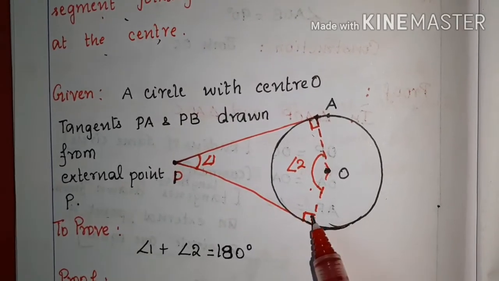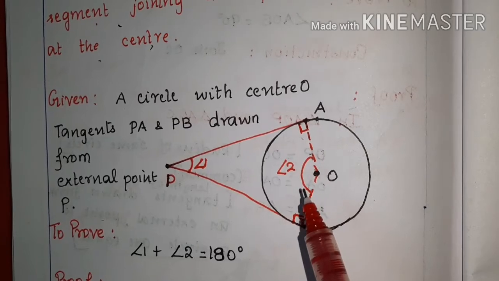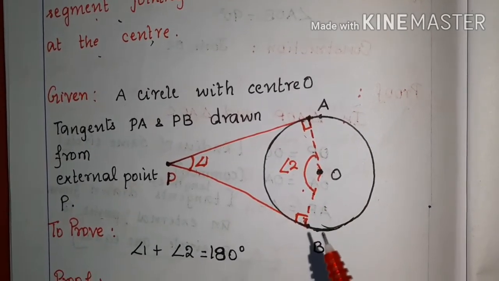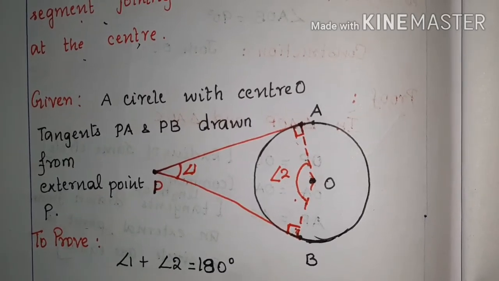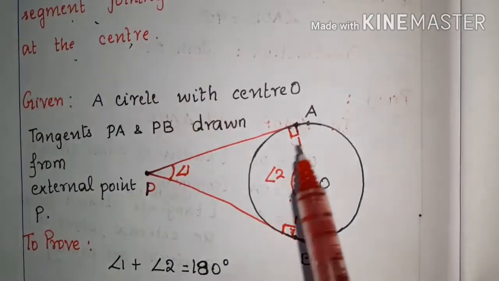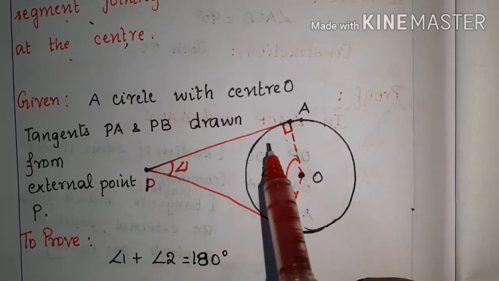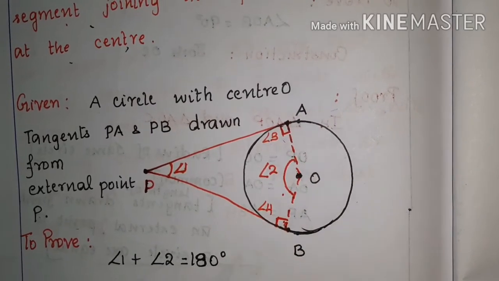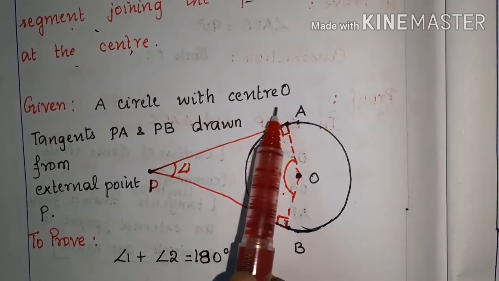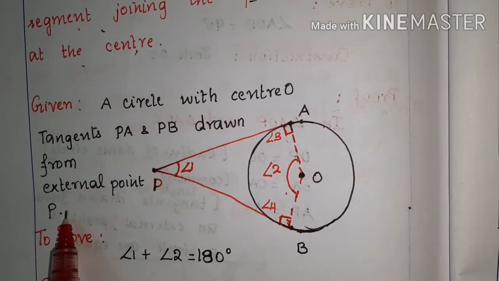That's all. So first we are going to apply the tangent radius theorem, and then we are going to apply the angle sum property. So only two steps we are going to do here. Clear? Let's move on to the solution. So first write the given. According to the question, first draw the figure. Figure is very important, okay? And I have numbered it here as 1, 2, and let this be 3, and let this be 4, okay? Now a circle with center O, tangents PA, PB drawn from external point P.